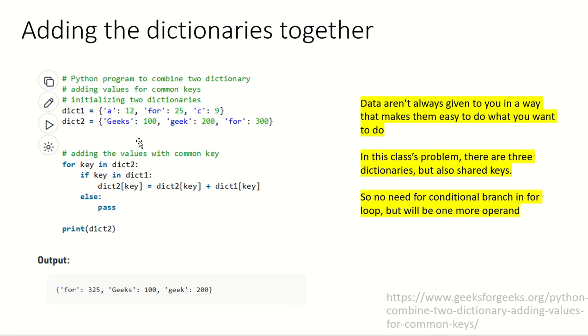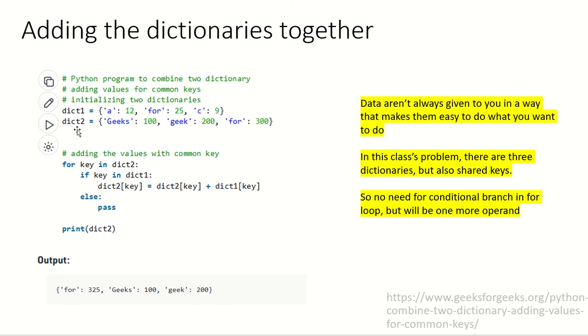The code that accomplishes this after the dictionaries are entered is a for loop. So for key in Dict2, it settles on one of those dictionaries. And then there's a conditional execution. If the key is in Dict1, the Dict2 key value is assigned a new value. It's going to be what it was plus the value for that same key in Dict1. And if not, it just skips. Then it gets printed. The output looks like this.